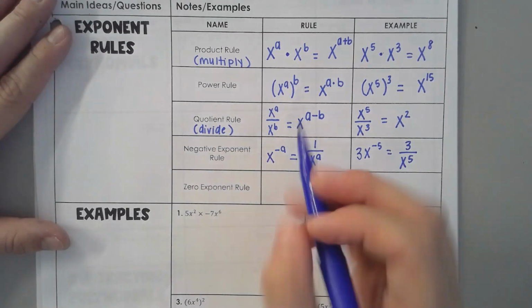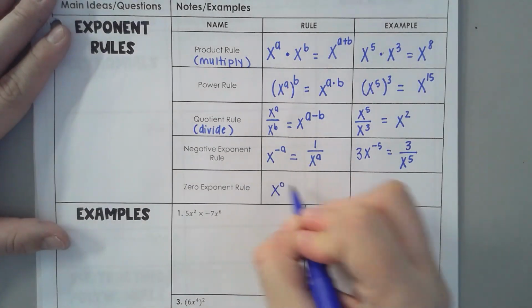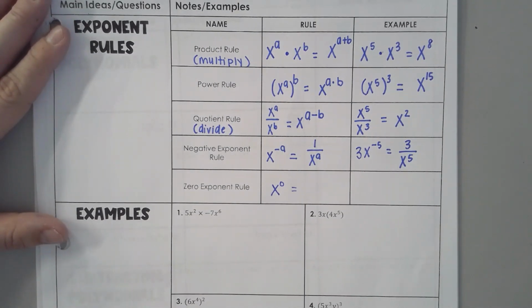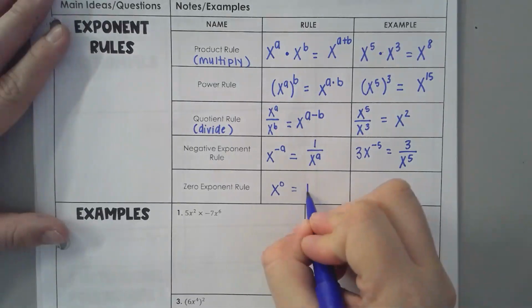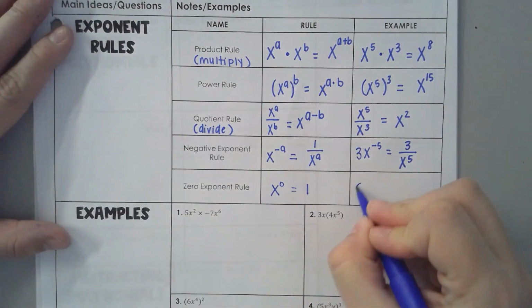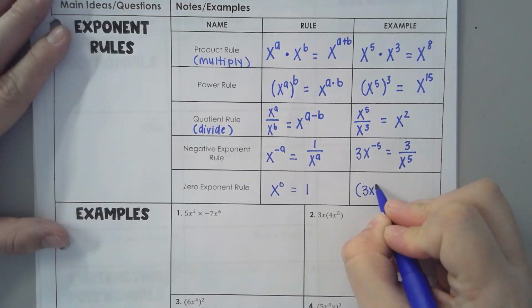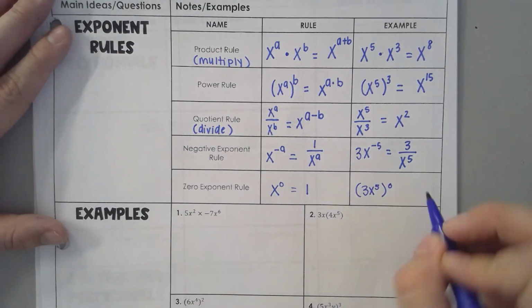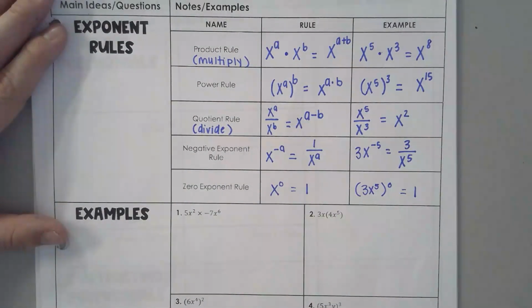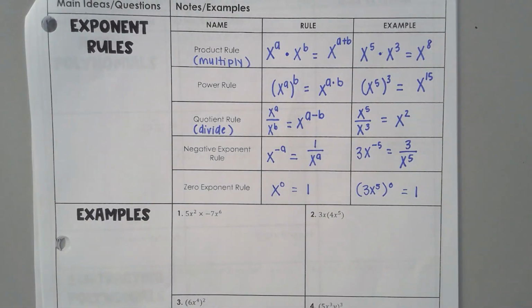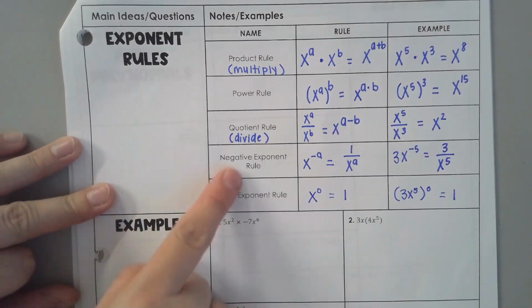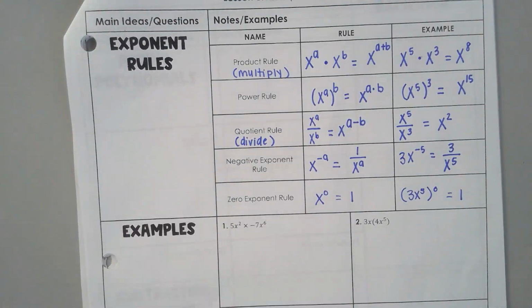And then the next one, x to the 0 power. What do you think this might be? X? It is not x. It is 1. So if I have 3x to the 5th, and all of that is raised to the 0 power, that whole thing is equal to 1. Anything to the 0 power is 1. And I'm going to show you kind of why these rules are true with an example.